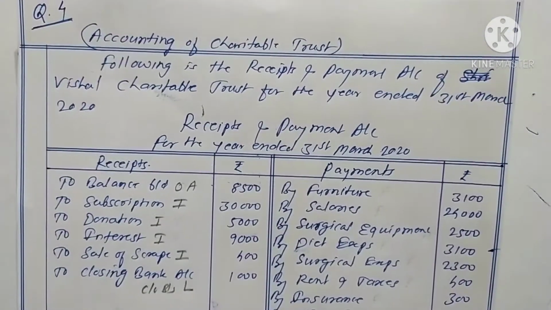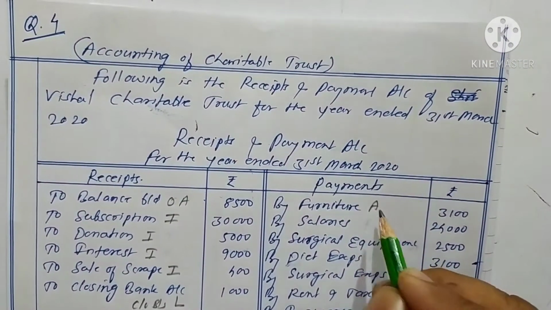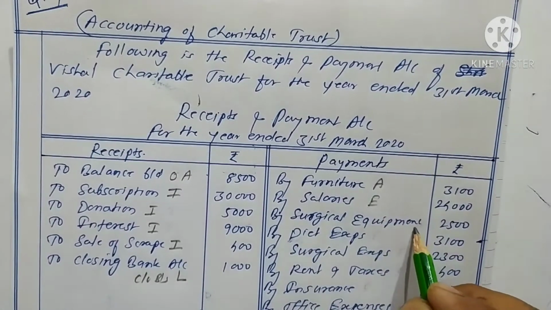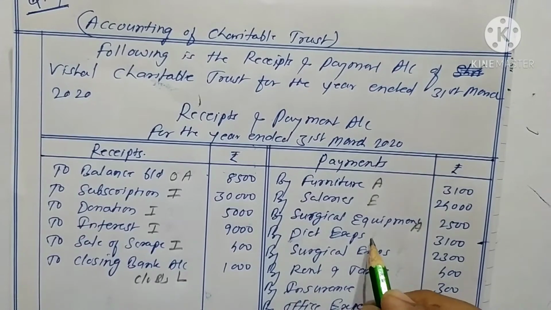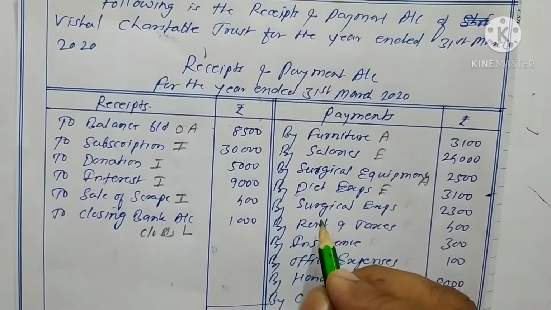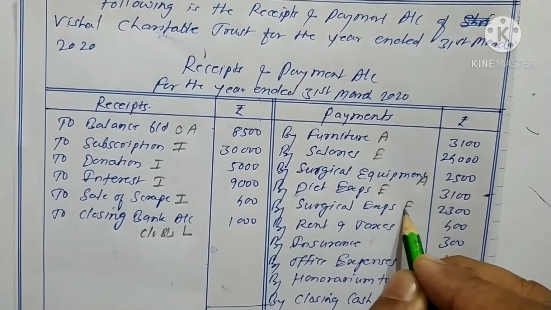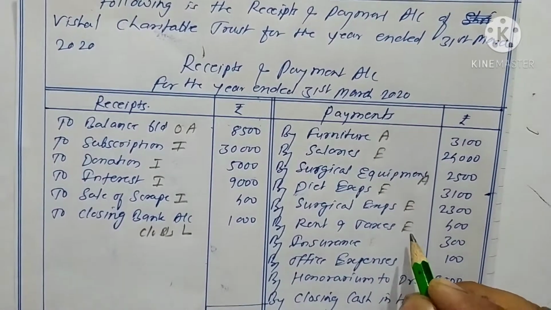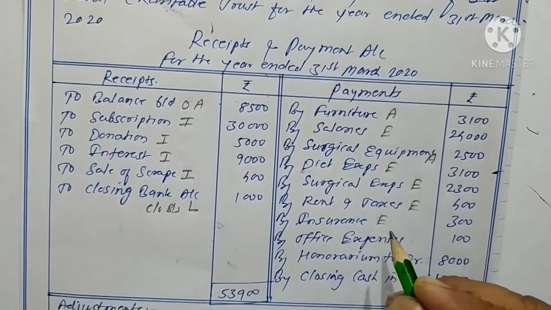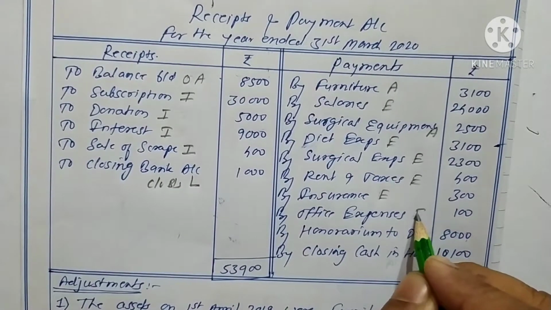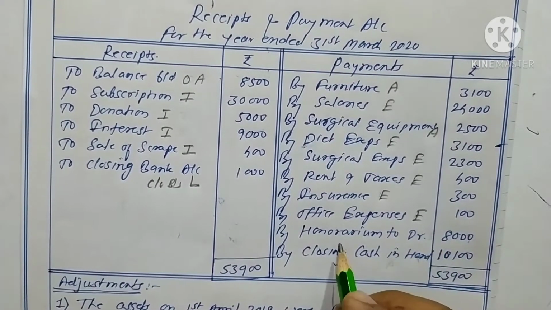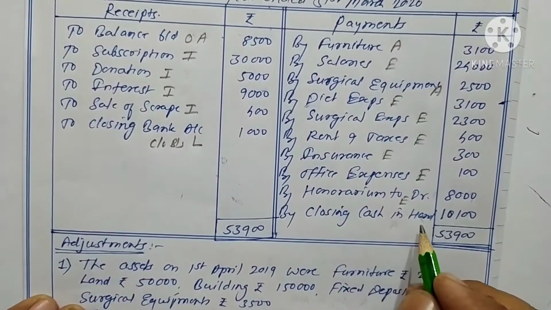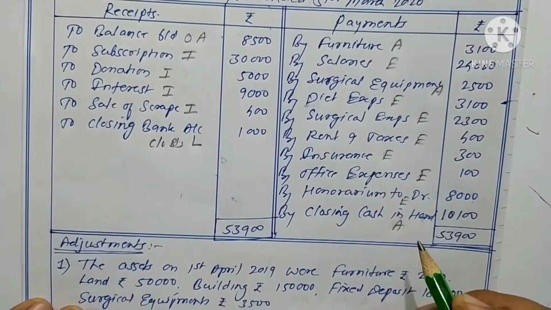Now the payment side. Furniture is an asset. Salary is an expense. Surgical equipment is an asset. Diet expenses is an expense. Surgical expenses is also an expense. Rent and taxes is an expense. Insurance is an expense. Office expenses is also a revenue expense. Honorarium to doctors is an expense. Now closing cash in hand is an asset.